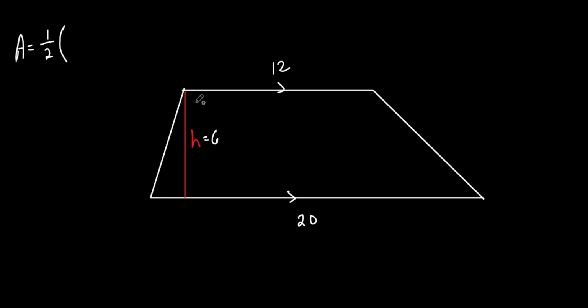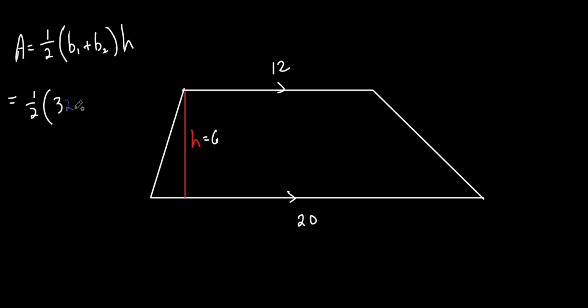A triangle is 1/2 the base times the height. But this one doesn't have just one base. So you just add them up. So it would be what? B1 plus B2 times the height. So now we're ready to plug some stuff in. So it's 1/2. B1 plus B2. Add them up. What do you get?